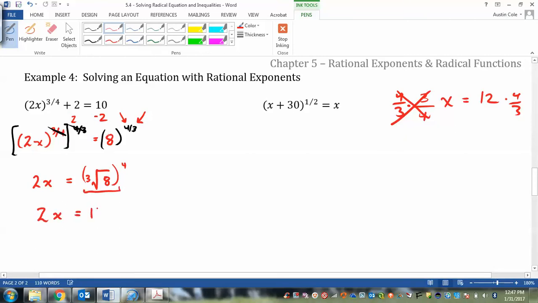So now I get 2x equals 16. I can divide both sides by 2. And x equals 8.